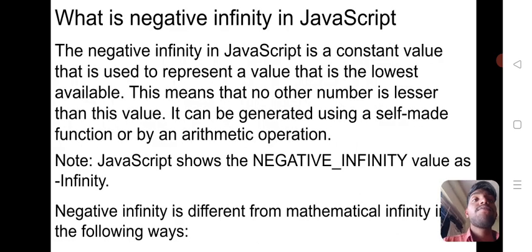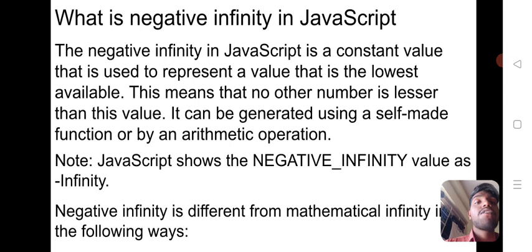What is negative infinity in JavaScript? The negative infinity in JavaScript is a constant value that is used to represent a value that is the lowest available. This means that no other number is lesser than this value. It can be generated using a self-made function or by an arithmetic operation.